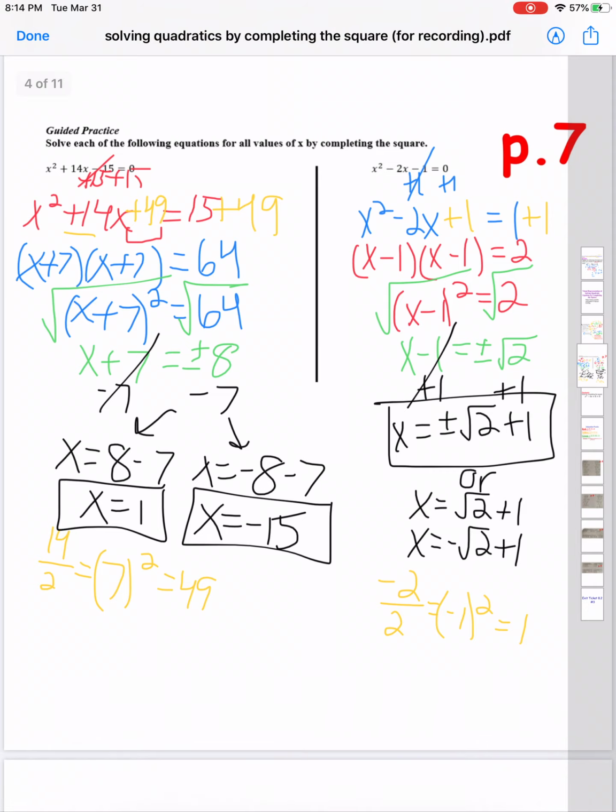If you feel like you want to see a few more worked out examples, please go back to the Google Classroom and look at the Khan Academy links that I posted. They'll give you a little bit of extra help on this method of completing the square.